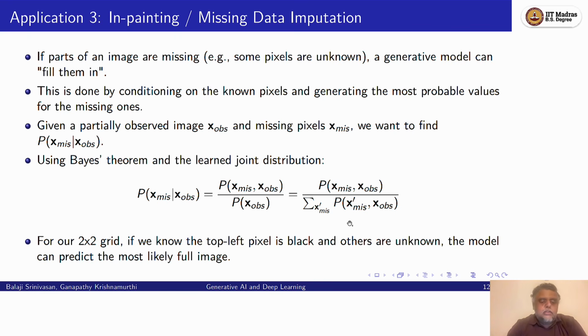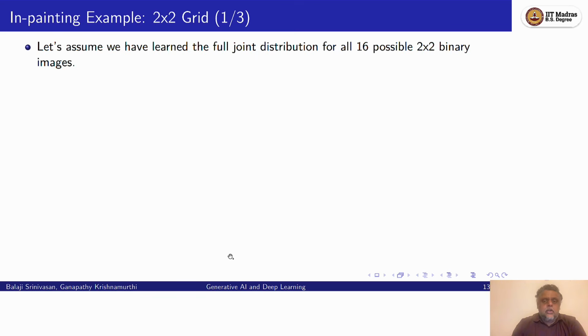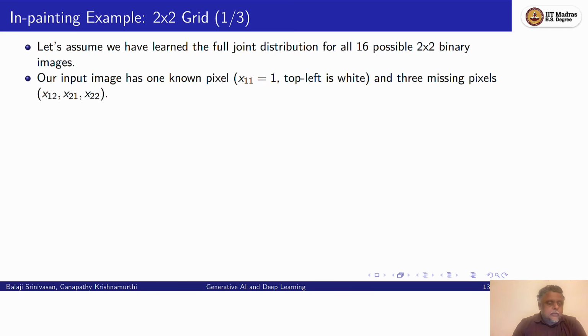Now for a 2x2 grid, if we know that the top left pixel is black and the others are unknown, let's say, the model can easily predict the most likely full image. Similarly, if the top left pixel is white and others are unknown, the model can predict the most likely full image. Let's assume that we have learned the full distribution of all 16 possibilities of the 2x2 binary image. In our input image, we have only one known pixel, x11, top left, which is white, and there are 3 missing pixels.